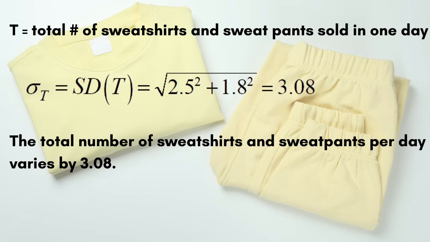You're not allowed to add them. What we're going to do is add the variance. So the variance for sweatshirts is 2.5 squared, plus the variance for sweatpants is 1.8 squared. Adding all that together is our total variance. Square root all of that total variance to get back to our final standard deviation for T, 3.08. Nice and simple, not too difficult once you actually see me doing it.